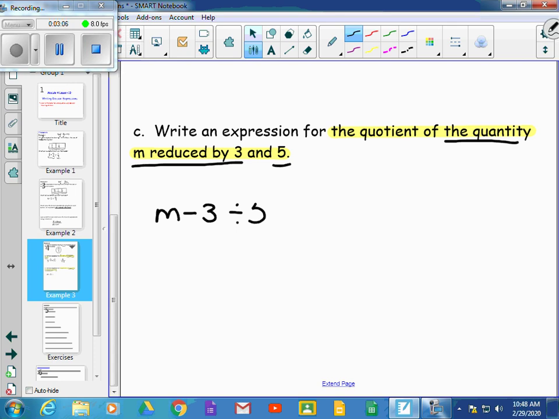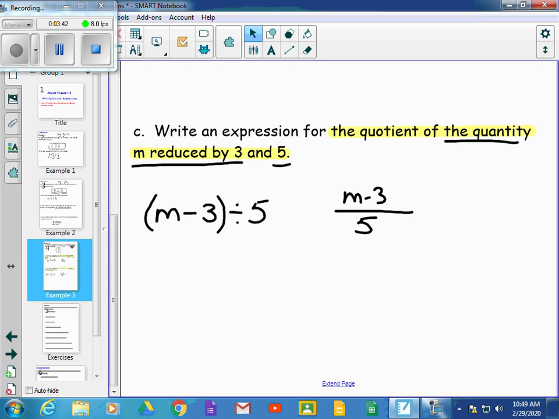By 5. Now, do I need the parentheses around the m minus 3? Absolutely. Because we want to keep that together. The quantity, think of the words the quantity as sort of giving us a clue to write parentheses. I need to put parentheses around that so I subtract the 3 from m first before I divide by 5. And if I'm writing this as a fraction, I'm going to put m minus 3 on the top. Parentheses are not necessary. And then I'm going to put 5 on the bottom. Just remember, when you use the division symbol, if you want to keep it together, you need the parentheses. On the fraction, you do not.